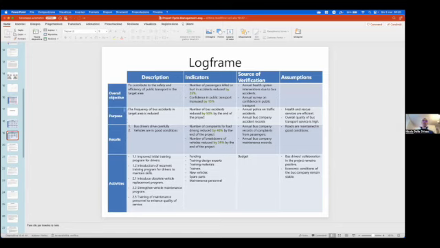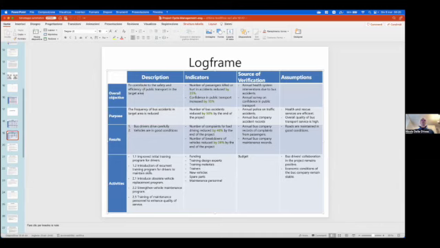So these two, purpose and results, are a direct consequence of the analysis of the objective tree. The overall objective is also derived from the objective tree.